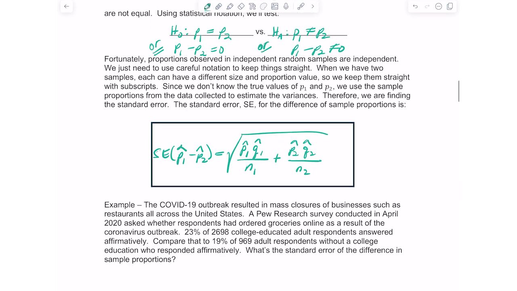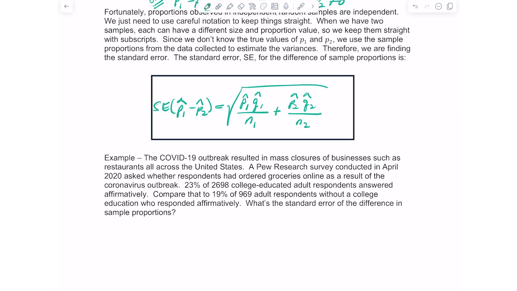Take a minute and pause the video to read the problem, and then we'll work this out together. The COVID-19 outbreak resulted in mass closures of businesses such as restaurants all across the United States. A Pew Research survey conducted in April 2020 asked whether respondents had ordered groceries online as a result of the coronavirus outbreak. 23% of 2,698 college-educated adult respondents answered affirmatively. Compare that to 19% of 969 adult respondents without a college education who responded affirmatively. What's the standard error of the difference in sample proportions?